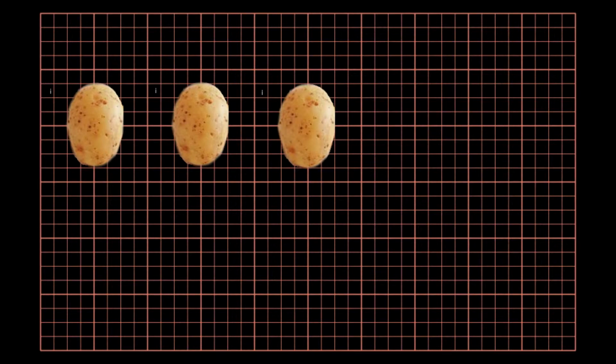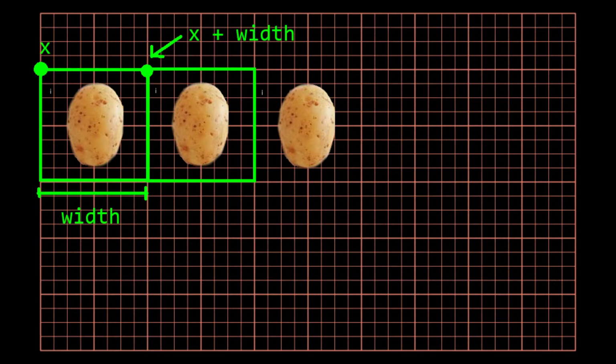Now let's say we want to draw multiple potatoes. We need to figure out where to place each one. Now, we know that the top right corner of the first one is in the same spot as the top left corner of the second one. Therefore, to calculate the position of the next potato, we just need to calculate the top right corner, which is the X of the first one plus the width of the potato.